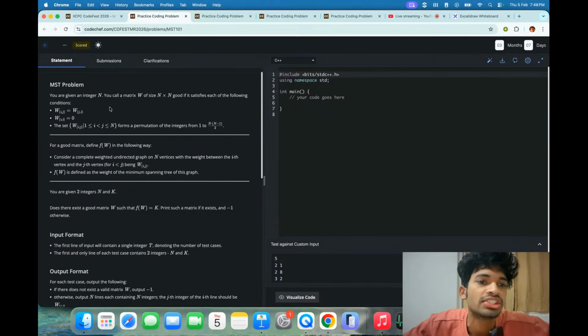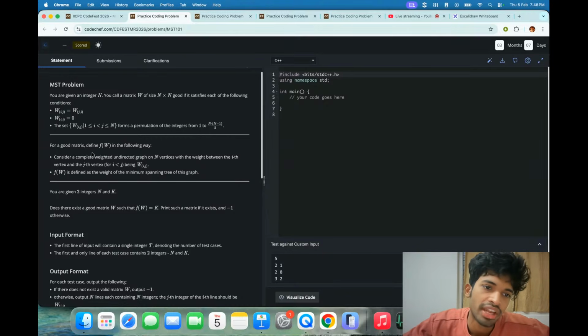You're given an integer n. We call a matrix W of size n cross n good if it satisfies each of the following conditions. It should be symmetric. The diagonal should be 0. The set of W[i][j] forms a permutation of, okay, weights from 1 up to n times n minus 1 by 2.